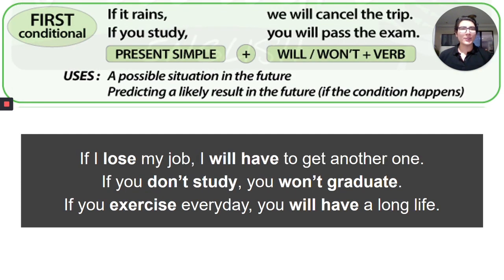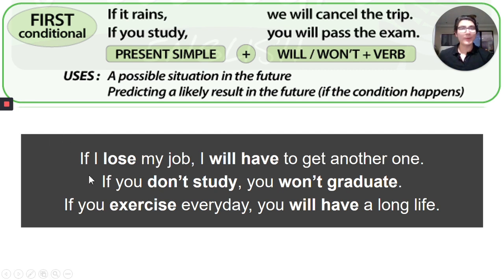The first conditional. Here we have a little different than the previous one. Present here and the future here. It is used to talk about possible situations in the future. Possible situations in the future. Now, for example, if it rains, we will cancel the trip. If you study, you will pass the exam.